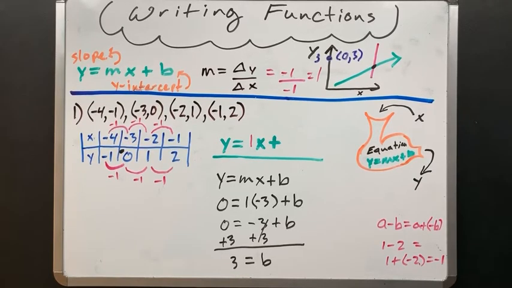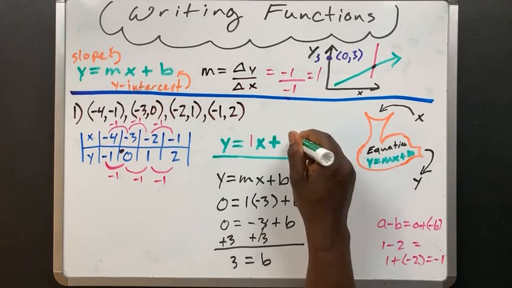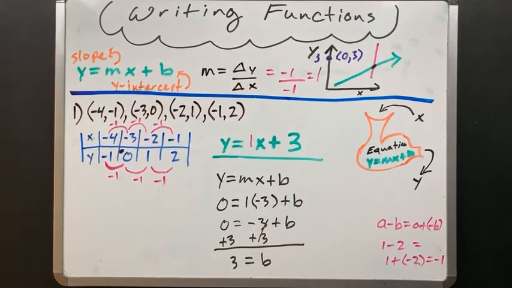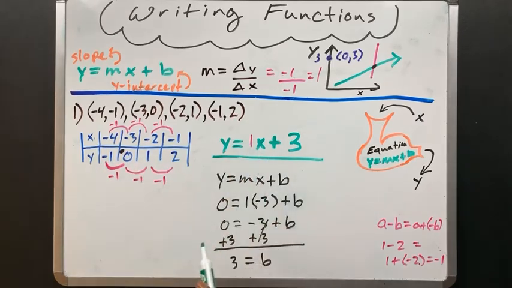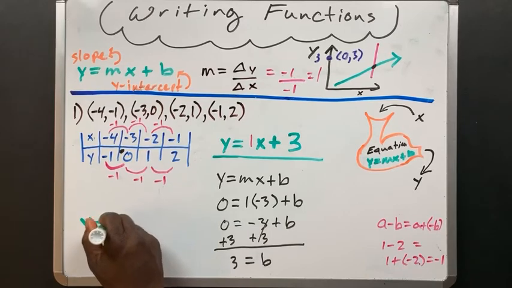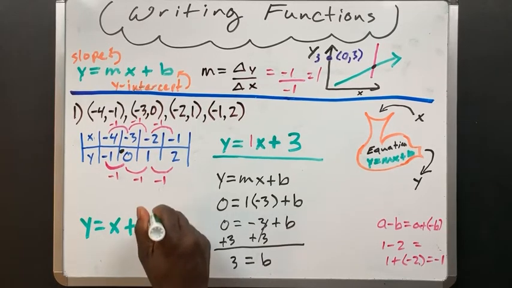Okay, so now we know what the y-intercept is. So then I go ahead and finish the equation, which is b equals 3. So the function that goes with this set of coordinates, if I were to plot them or use the t-table, is y equals x plus 3.